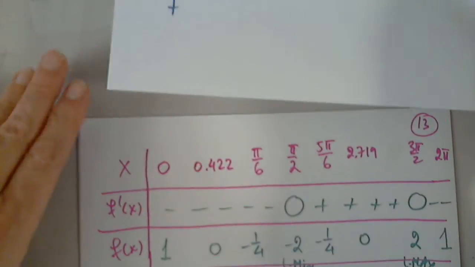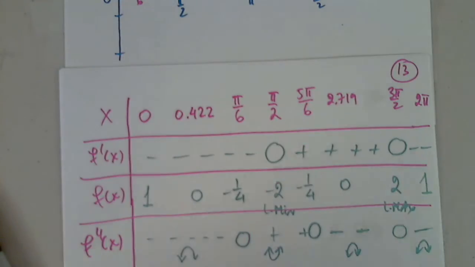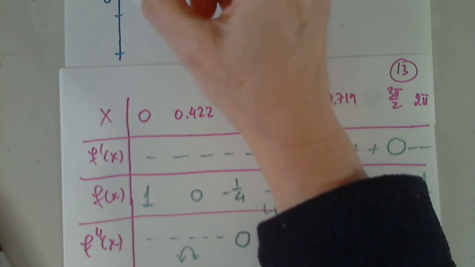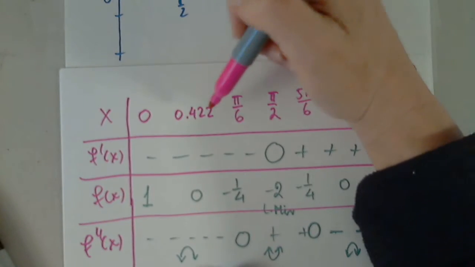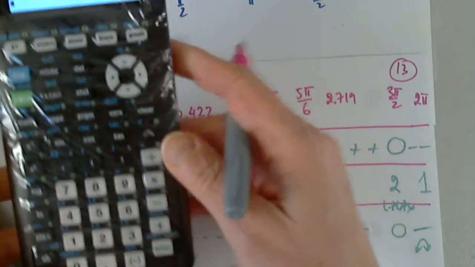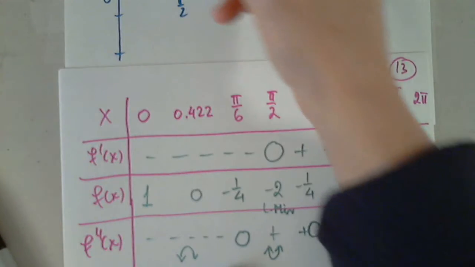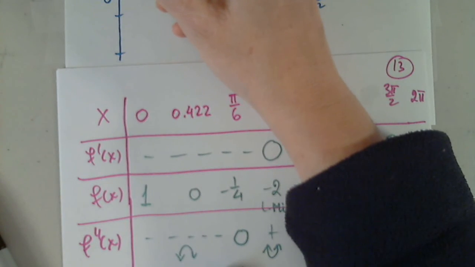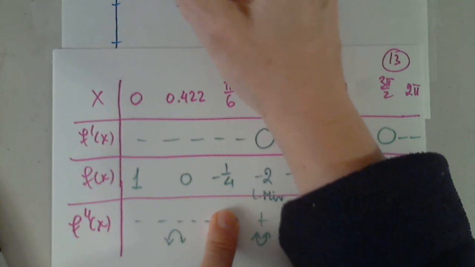Okay. So here is my table. So that was correct at pi over 6. Okay. So the function starts at 1. It crosses at 0.422, and again pi over 6. Pi over 6, so it's 0.5. This is 0.422. So somewhere here. That's the x-intercept.